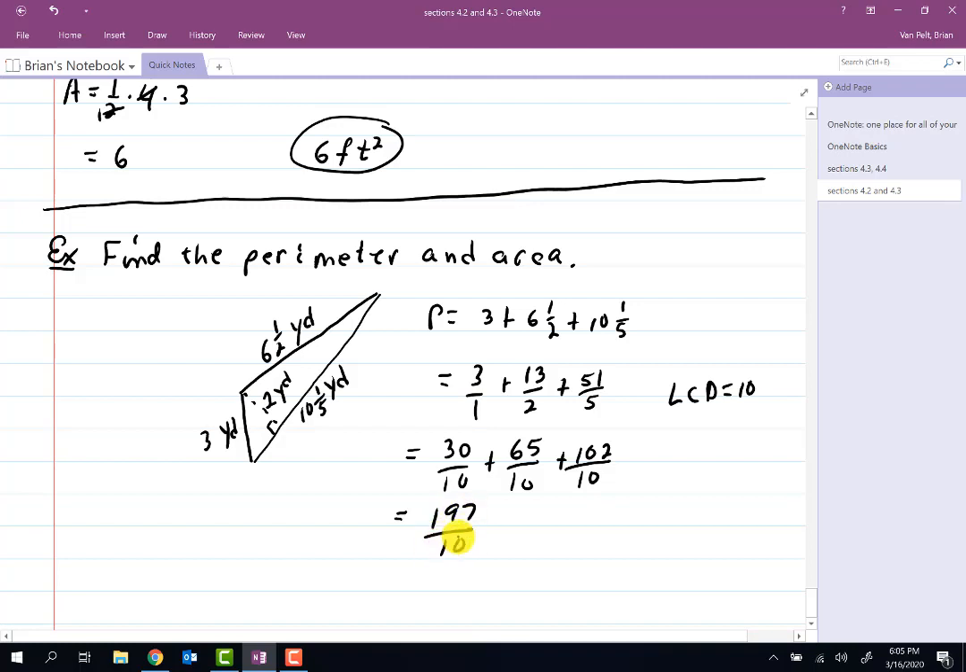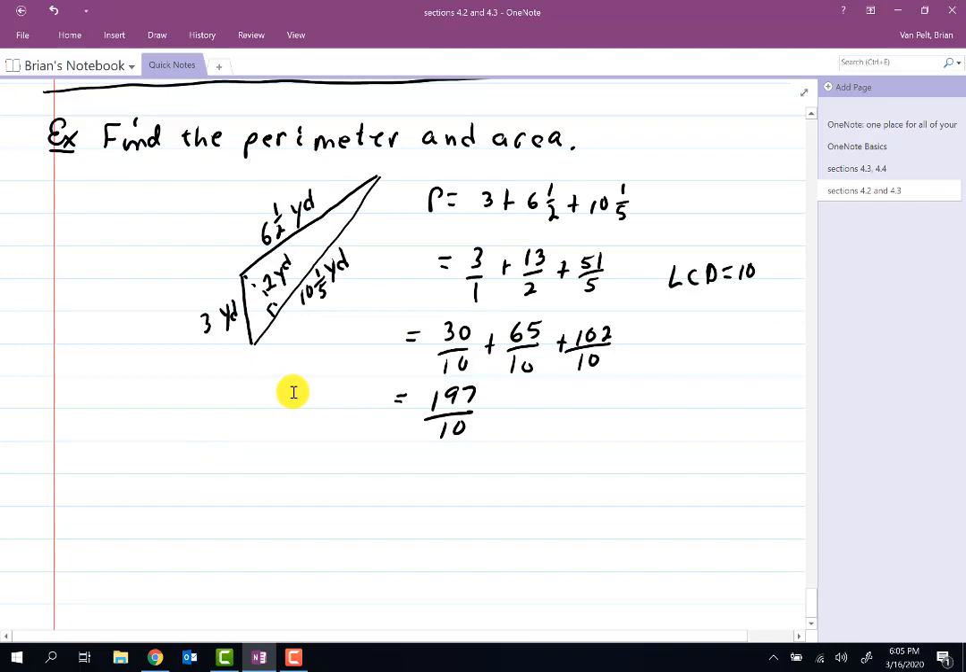And so I don't know here, neither 2 nor 5 will go into 197, so that's as simplified as you're going to get. So we get 197 over 10 YD, since we're just doing a length calculation. Or as a mixed number, it will be 19 7/10. Once again, check those numbers out.